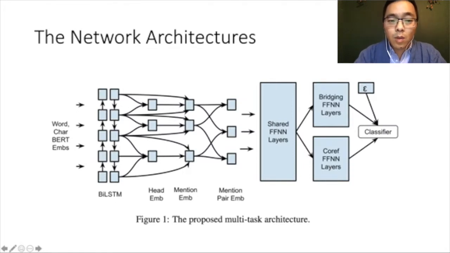In terms of the system architecture, we adapted the state-of-the-art coreference system, the Lee et al. system. The left-hand part is basically that system. The only exception is that we replaced their ELMo embeddings with BERT embeddings, as later work shows that BERT embeddings improve the performance. On the right-hand side, we use a multitask learning framework, training the bridging and the coreference together in order to improve the performance of bridging reference and to solve the problems due to the lack of training data.